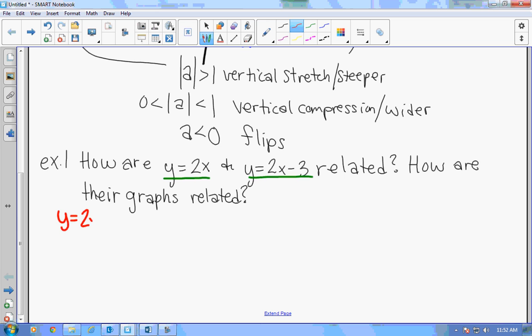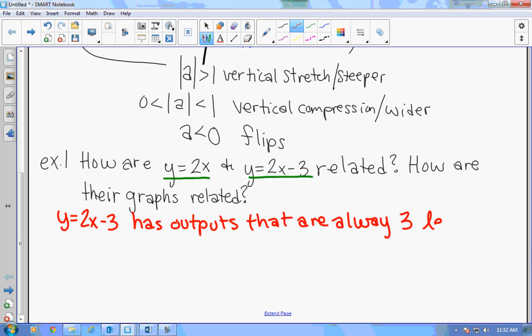Y equals 2x minus 3 has outputs that are always 3 less than the outputs of y equals 2x. I want you guys to write that.